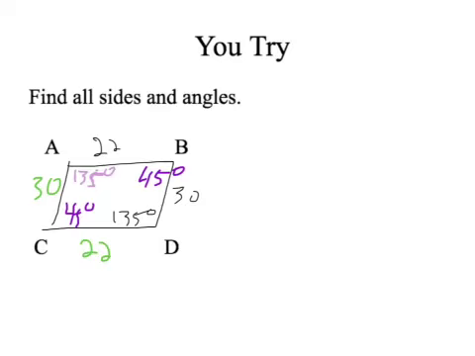Alright, so don't forget, in parallelograms, opposite sides are parallel, opposite sides are congruent, opposite angles are congruent. Consecutive angles or same side angles are supplementary, they equal 180, and diagonals cut each other in half.